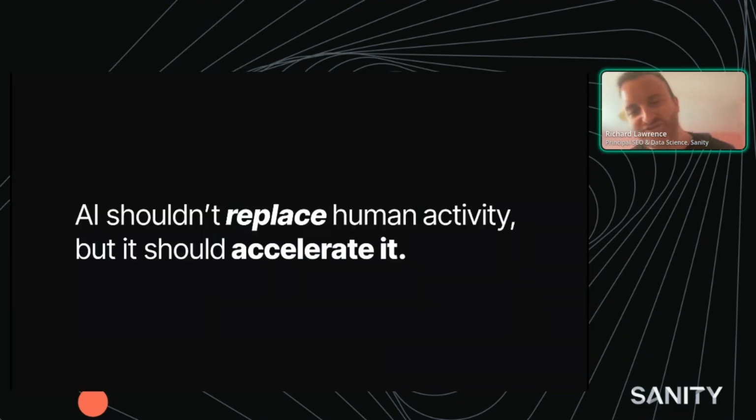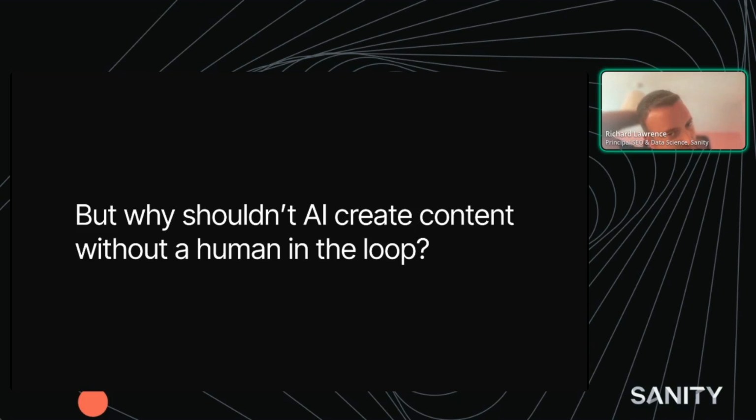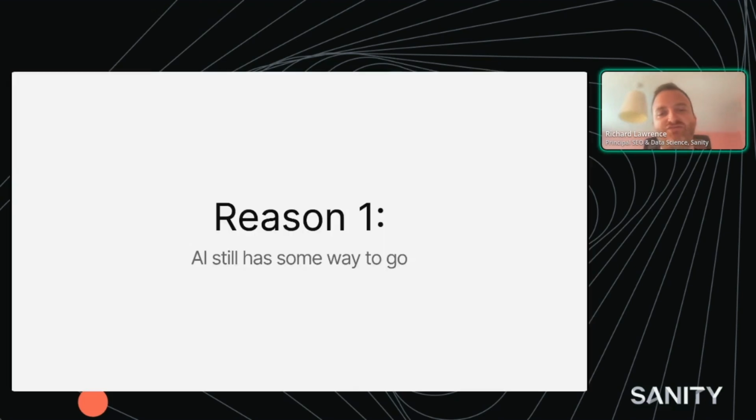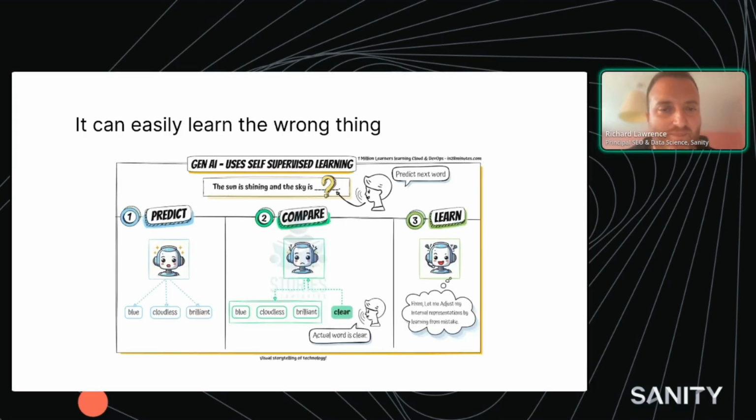But yeah, I really wanted to start off with a statement, which is: AI shouldn't replace human activity, but it should accelerate it. And I want to dig into why AI shouldn't just create content without a human in the loop. The first reason is that it still has some way to go. I think people can probably relate when I talk about how it's quite easy to persuade AI to go down the wrong path, and you might even do it unintentionally.